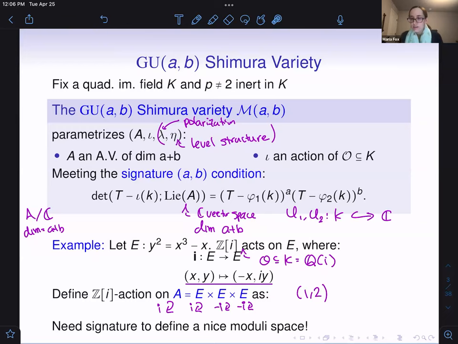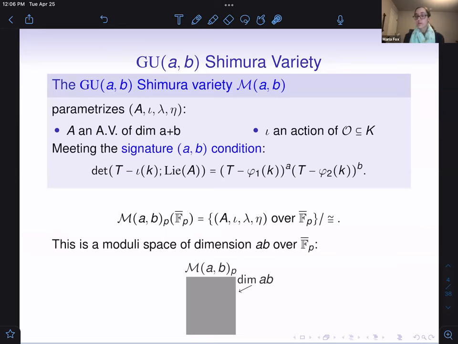Are there any questions about this before I move on? I can't see your faces. Maybe if I do this. There we go. So now I can see some of your faces. Are there any questions? Okay, looks good. This is our moduli problem.